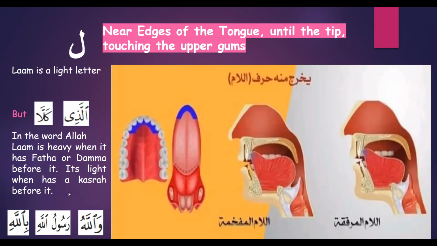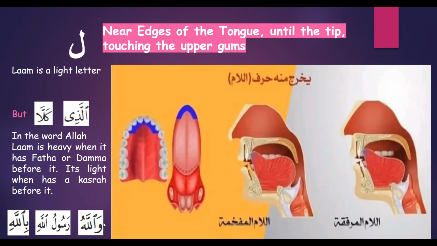So only for the word lafzul jalala, the word Allah, the lam that you need to look at is the middle lam in the word Allah. If this word has a fatha or a dhamma before it, the lam in the middle is pronounced heavily. But if it has a kasra before it, the lam will be pronounced lightly. This is how it will be read.